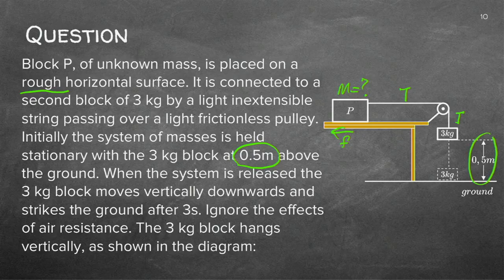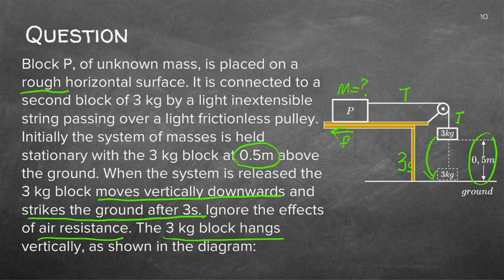When the system is released, the 3 kilogram block moves vertically downward and strikes the ground after 3 seconds. So I've got this block moving downward there in 3 seconds. I've got the distance. That should ring a bell. I can now work out a few other things. Ignore the effect of air resistance, and the 3 kilogram block hangs vertically as in the diagram.